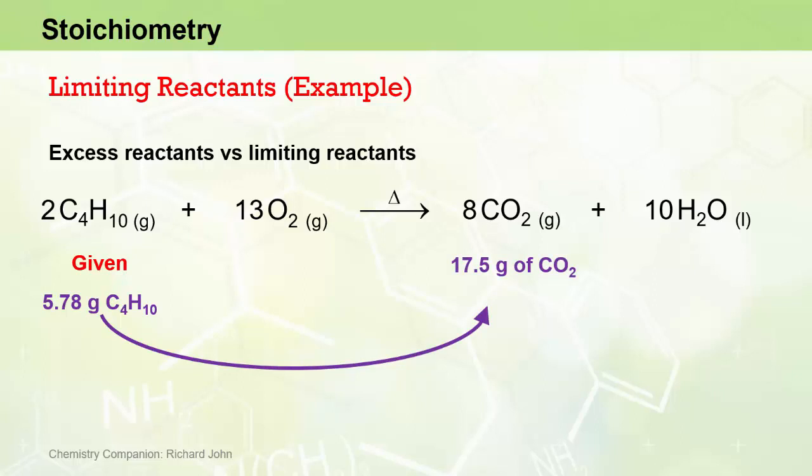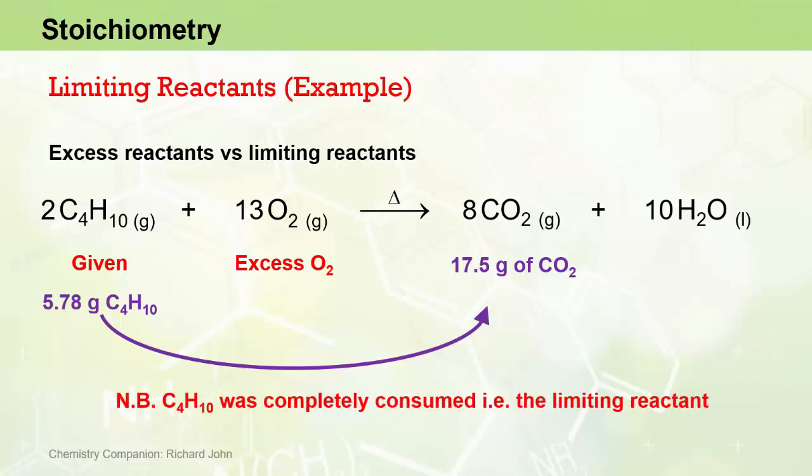Now, it's important to note that in that scenario, there was an unlimited supply of oxygen available, and oxygen was said to be present in excess, meaning that butane was, in fact, the limiting reactant. It was the reactant that was completely consumed in the chemical reaction, so the moles, and therefore the mass of carbon dioxide produced, were determined by the starting moles and starting mass of butane.